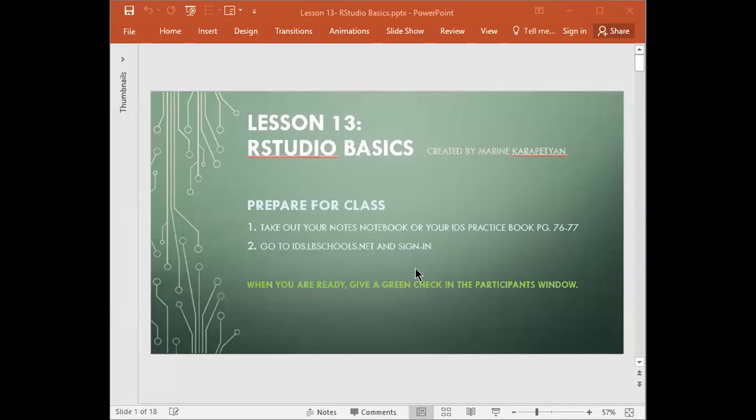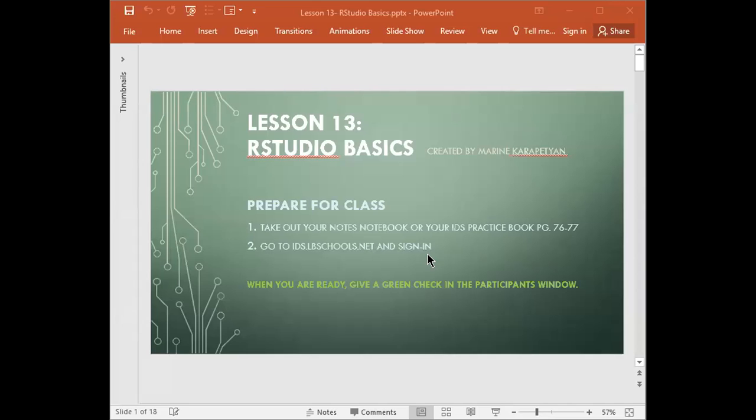And then for lesson 13, you'll need your notes notebook or your IDS practice book. Page 76 has actual parts that you can input some of the writing in for today for notes. Page 77 is a good side note taker. And again, for lesson 13, you're going to need to be signed in to your IDS account on the browser.